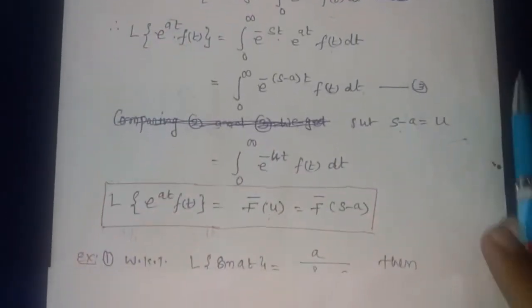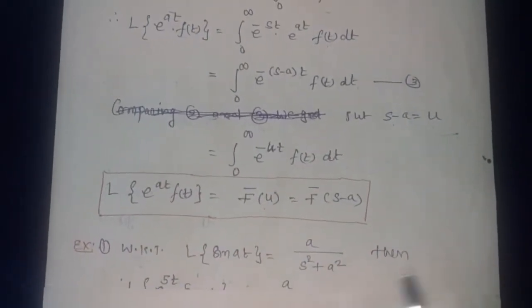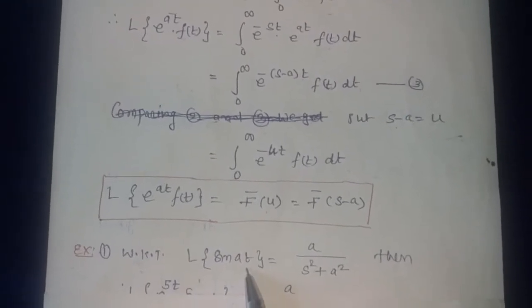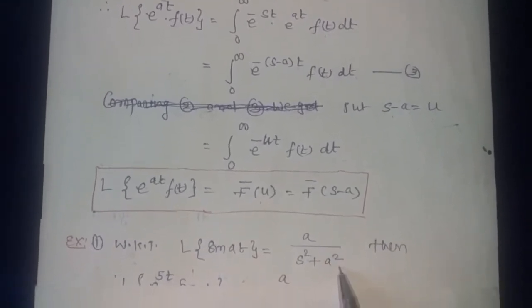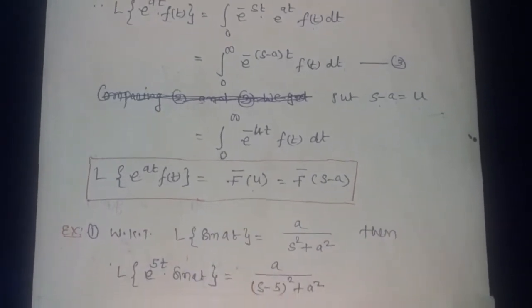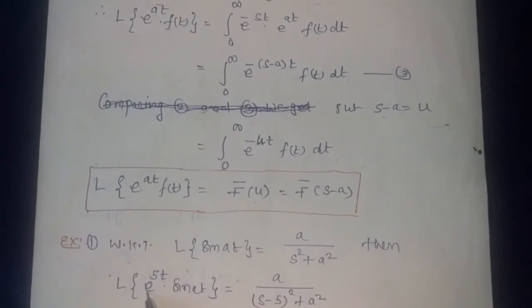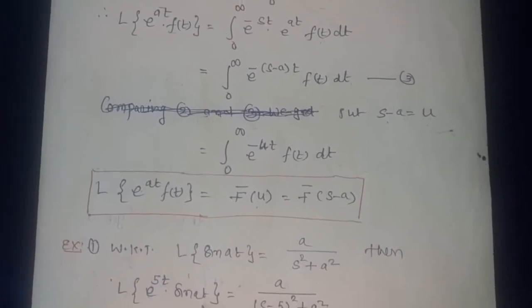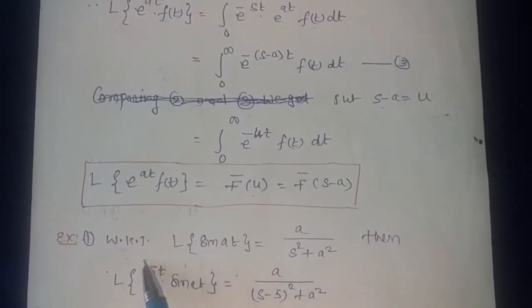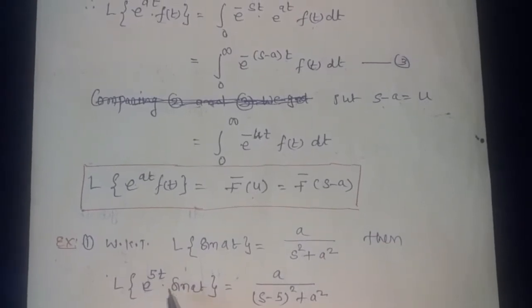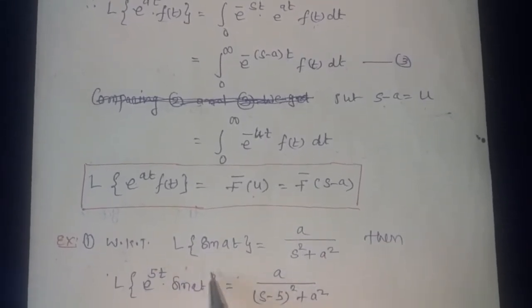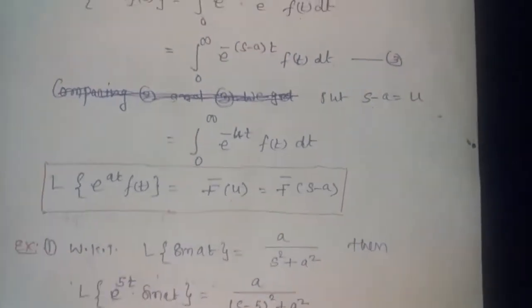Consider the example. Laplace transform of sin at is a upon s square plus a square. Then Laplace transform of e power 5t into sin at. So here in multiplication we have exponential function. So we use first shifting theorem to find the Laplace transform.